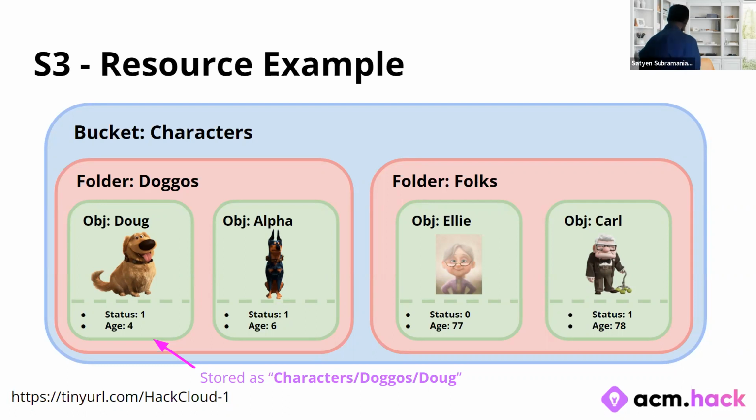So the way that we'd actually store an image like this one here, Doug, is in our namespace, in the flat, big buckets, the object would be stored as characters/doggos/dog. That would be the name that the object would have. So it's just a single name. By just concatenating the path, we can still keep it in one flat namespace, but have the abstraction of the tree structure.